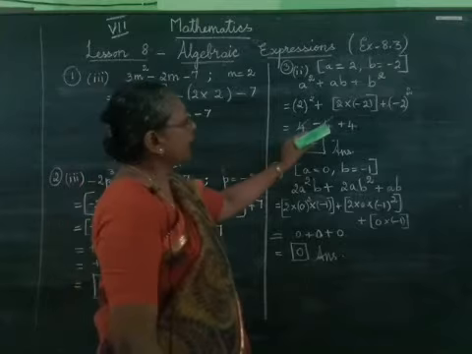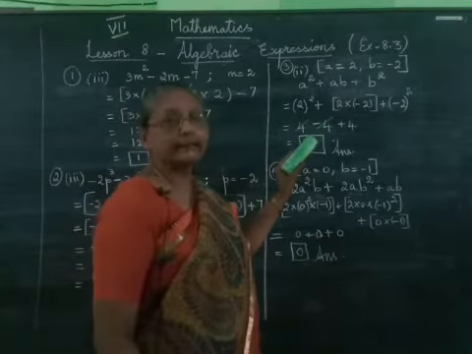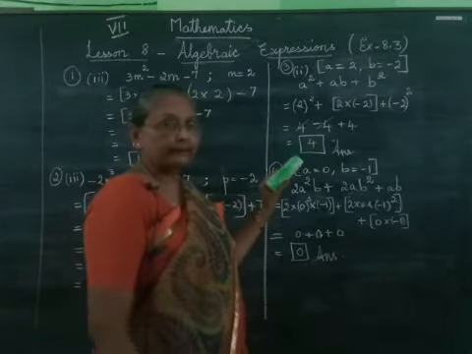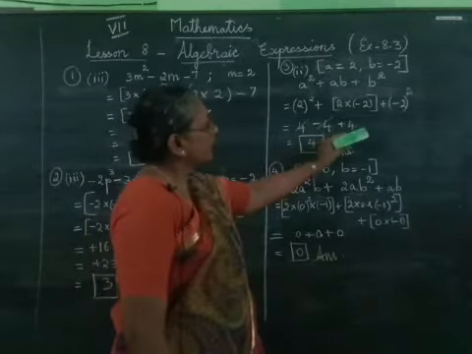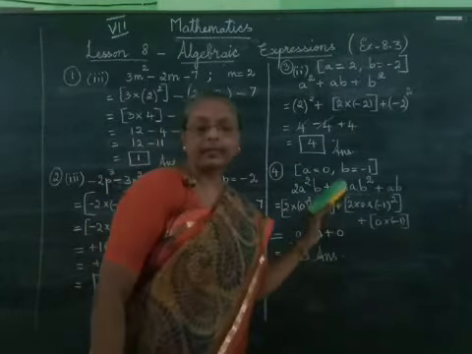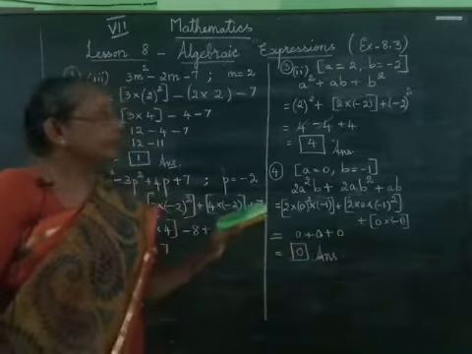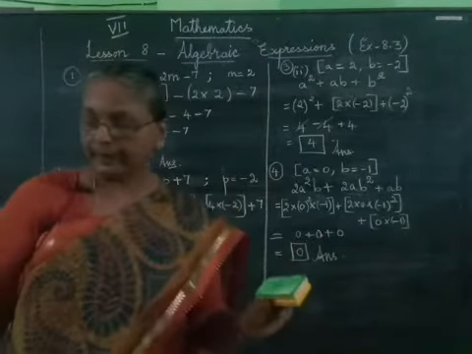Now plus 4 and minus 4 we can cancel off, because the same value is there with opposite signs, so they get cut off. The remaining is only 4. So that will be the final answer. Now we will go to the fourth sum.